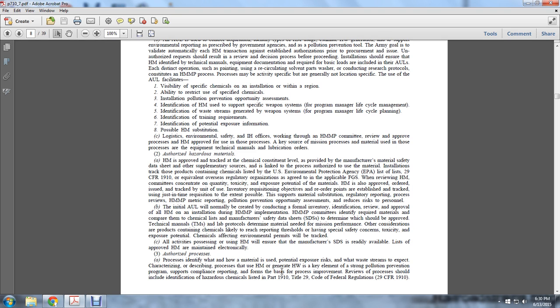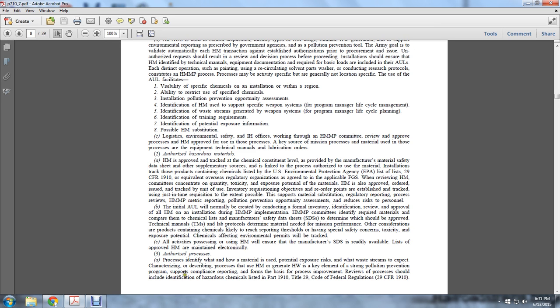All activities possessing or using hazardous material will ensure the manufacturer's safety data sheets are readily available, and a list of approved hazardous materials is maintained electronically. Authorized processes identify how a material is used, potential exposure risk, and what the waste stream is, and describe the processes that use the hazardous material. Generation of hazardous waste is the key element of a strong pollution prevention program. It supports compliance reporting and informs the basis for process improvement.